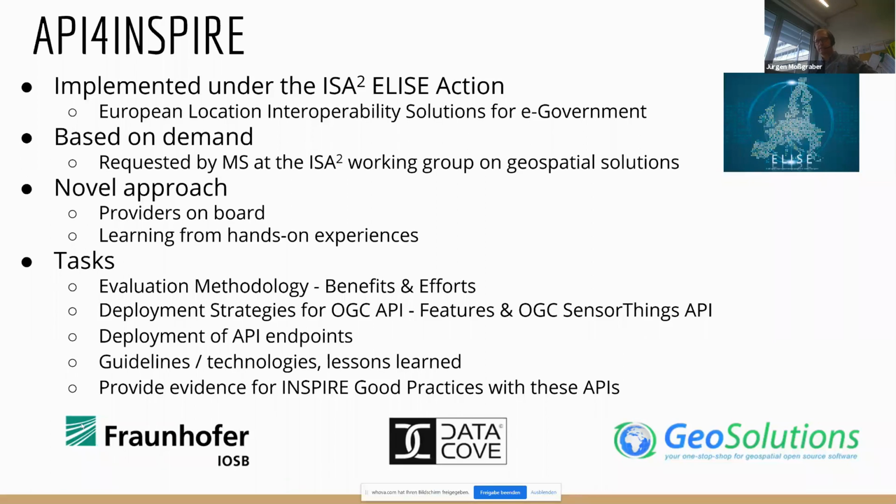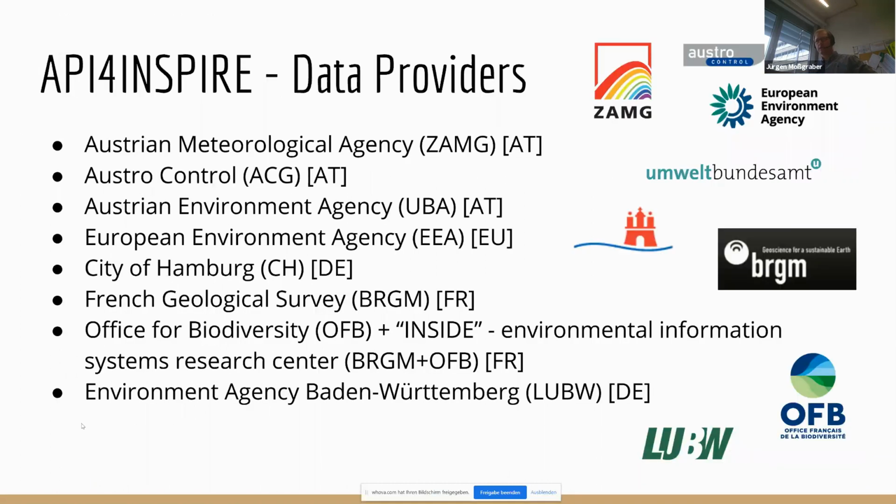API Features specification. Many data providers are with us, which cover basically all of these 34 areas or topics of data you can have in the INSPIRE Directive. For example, the Austrian Meteorological Agency and Austro Control. Austro Control provides data about all the air traffic in Austria, and also the airport data, which is location based.